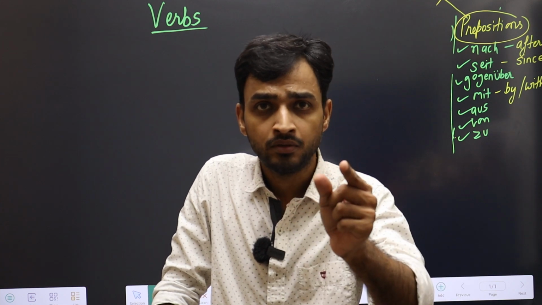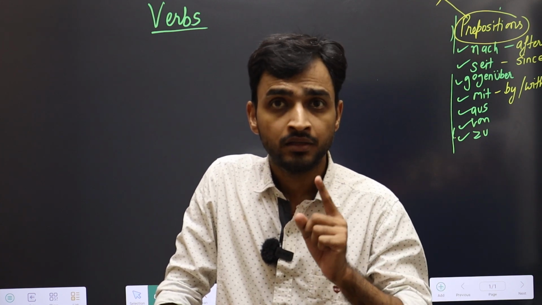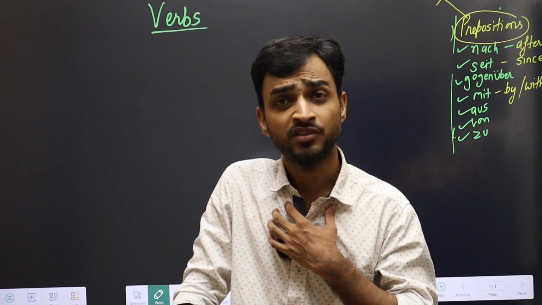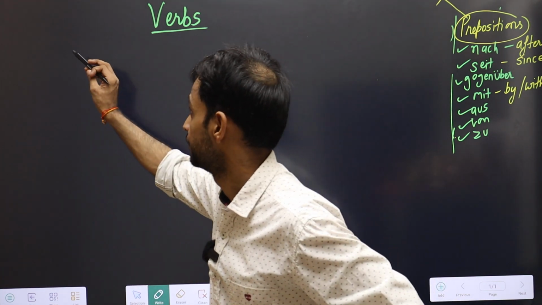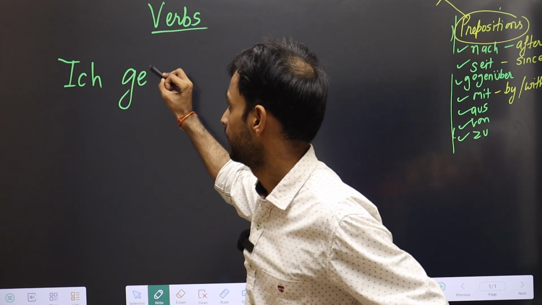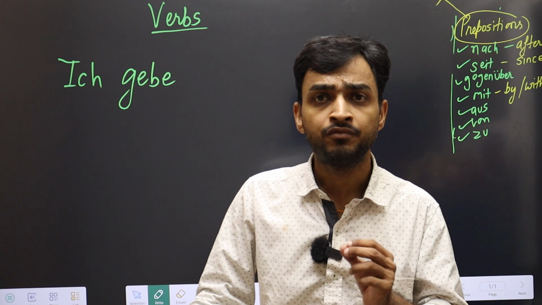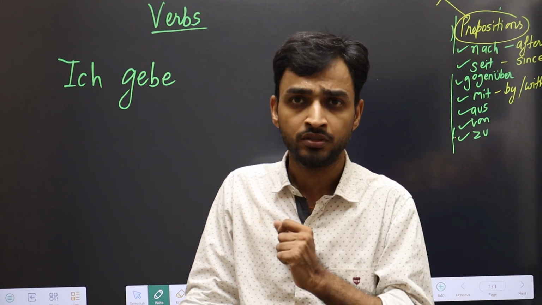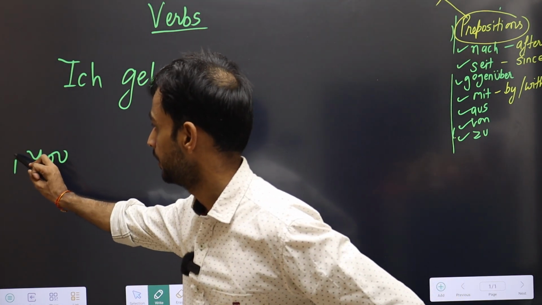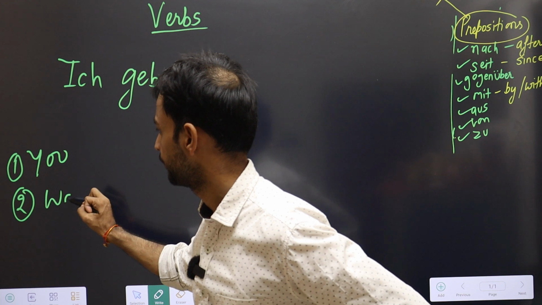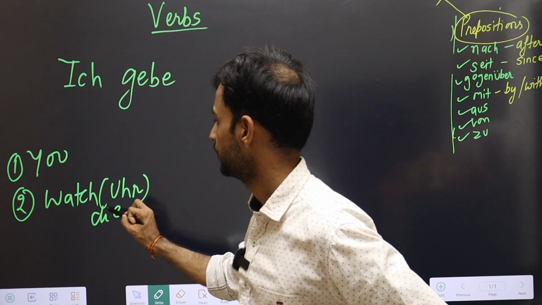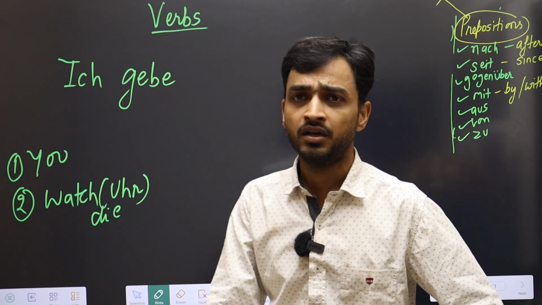I give you a watch. In this sentence, who is giving? I. I am the subject because I am giving. Ich. What is the verb? Geben. Ich gebe. I give you a watch. Now you and watch are called two objects. The second object is watch, which is called die Uhr.